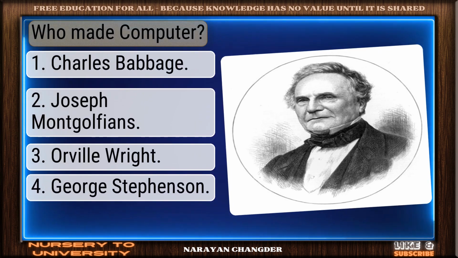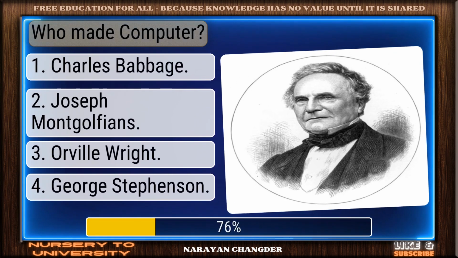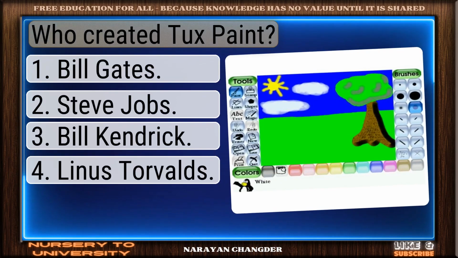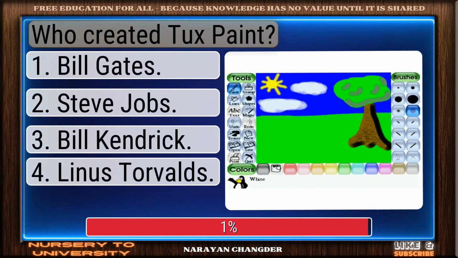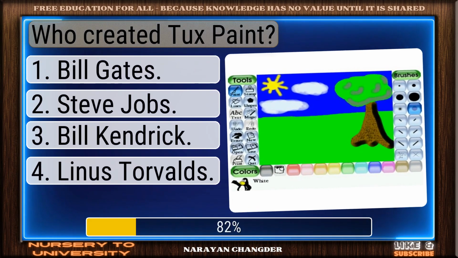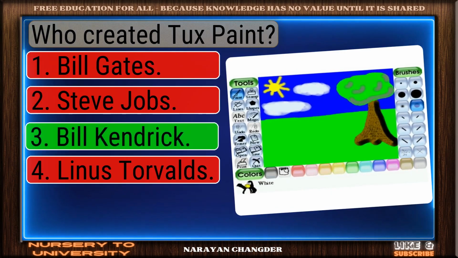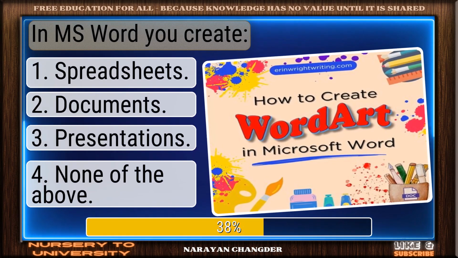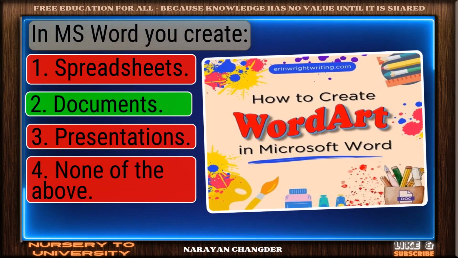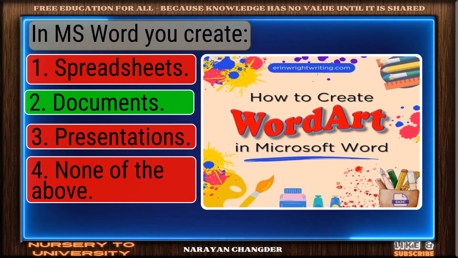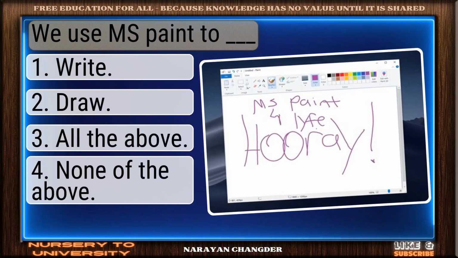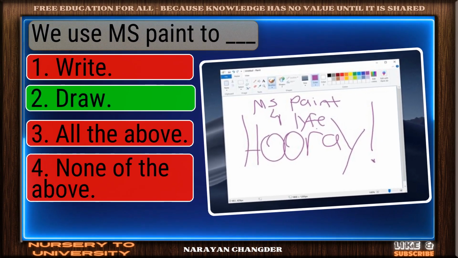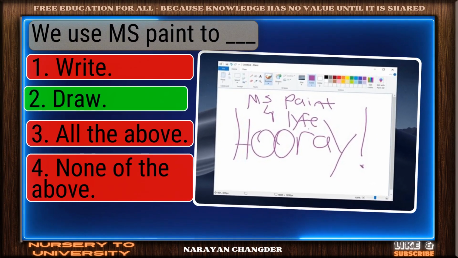Who made computer? You chose Charles Babbage. Correct. Who created Tux Paint? Perfect. Bill Kendrick is the one. In MS Word you create? Right choice. Documents is best. We use MS Paint to dash. Great thinking. Draw is right.